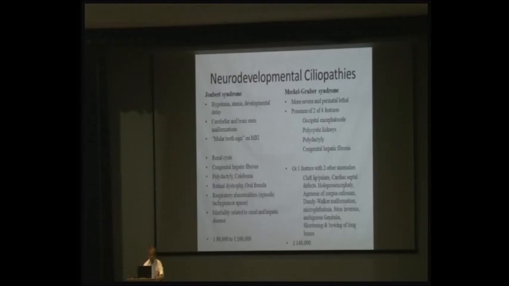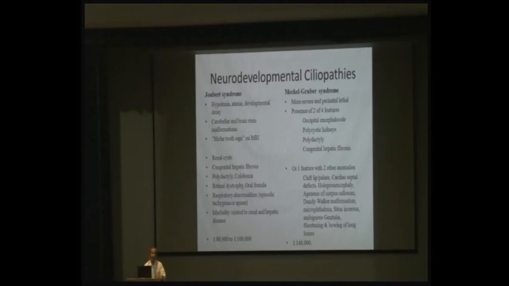Joubert syndrome is associated with cerebellar involvement in the form of hypotonia, ataxia, developmental delay, cerebellar and brainstem malformations, and the typical sign on MRI, which is the molar tooth sign. I will show the picture later. Then other abnormalities in the form of renal cysts, congenital hepatic fibrosis, polydactyly, coloboma, retinal dystrophy, oral frenula, respiratory abnormalities in the form of tachypnea or apnea, and morbidity in Joubert syndrome is primarily related to renal and hepatic disease.